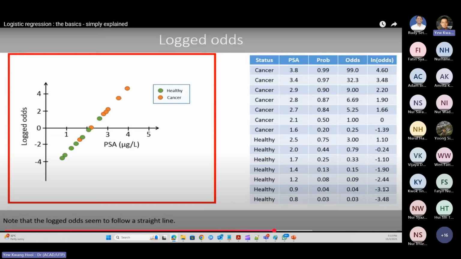What do you think? When we plot the log odds out, what do you get? You get a linear graph. A linear graph is nice because you can do easy plotting, and in a linear graph, it's easier for you to calculate. Let's say if the PSA is 3.5, what is the log odds? So you can get the log odds and you can work it backwards to get the probability.